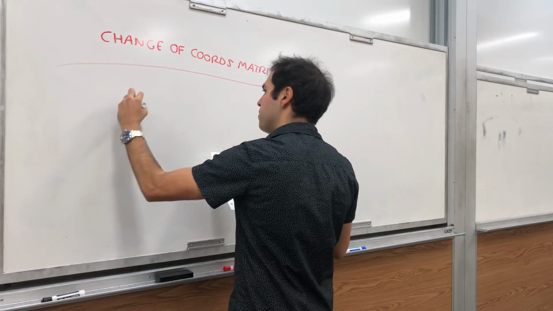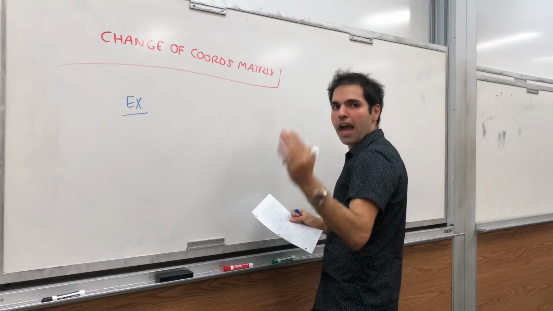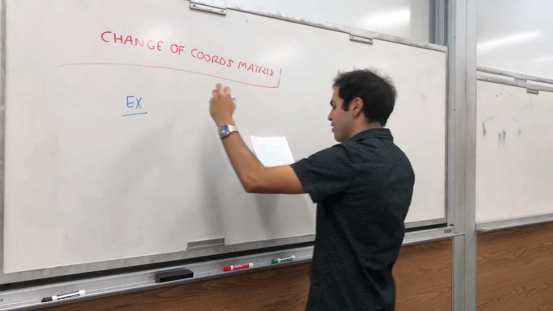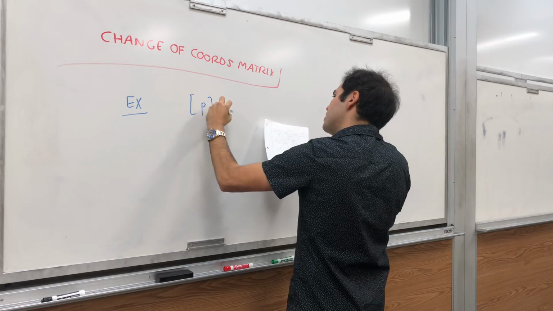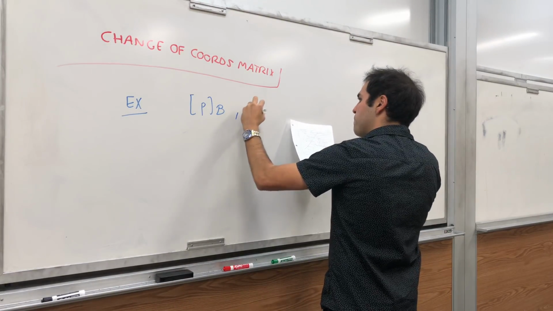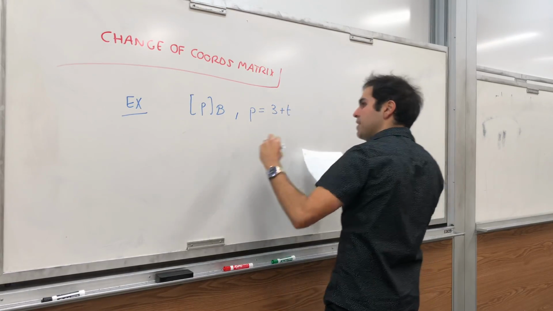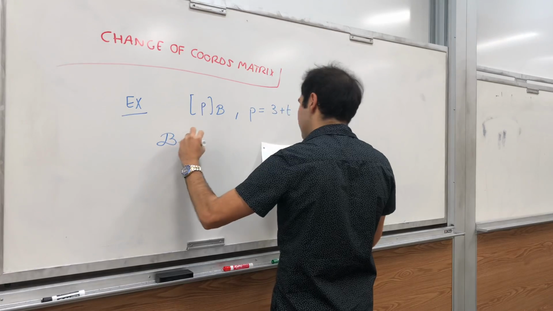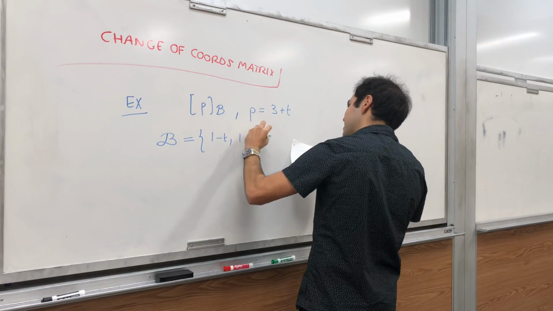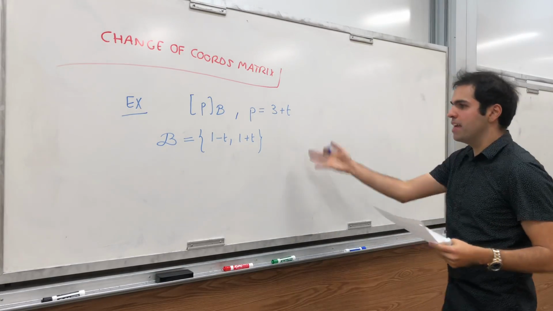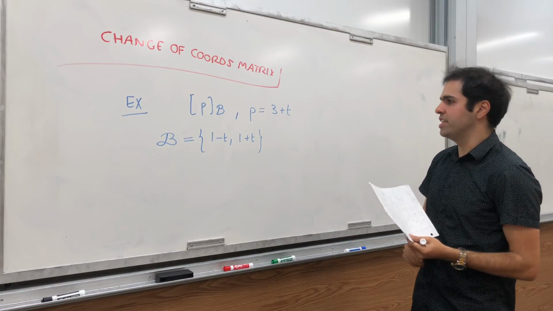So, for example, again, just want to show you that even abstract stuff, you can do it similarly. Let's find the coordinates of P with respect to B, where P is the polynomial 3 plus t, and B is the basis 1 minus t and 1 plus t. And here it's a basis of the space of polynomials with degree less than or equal to 1.